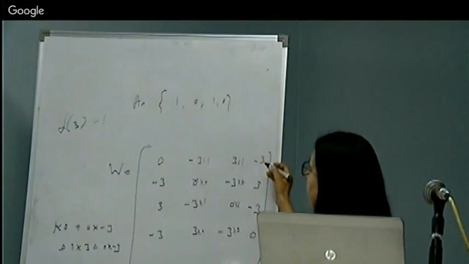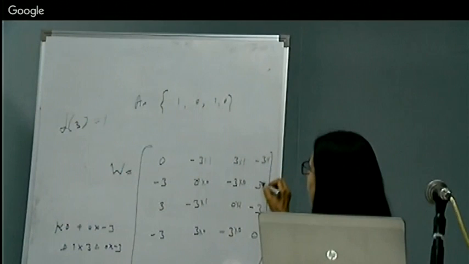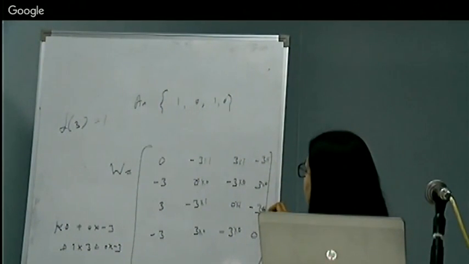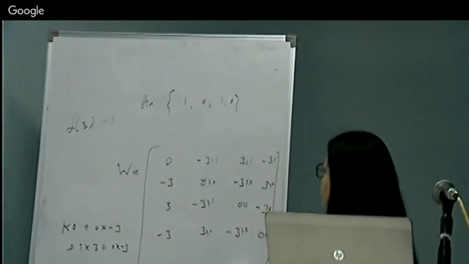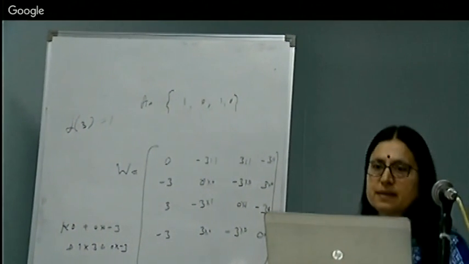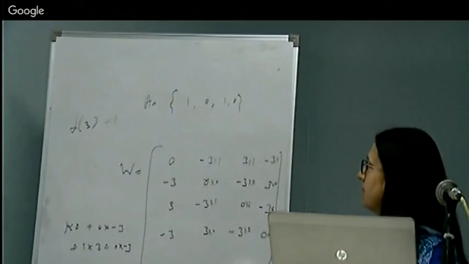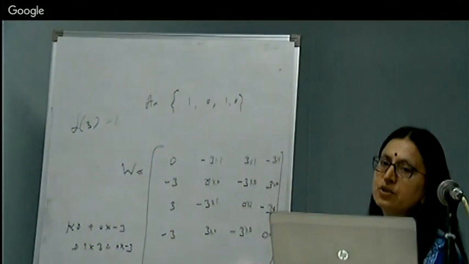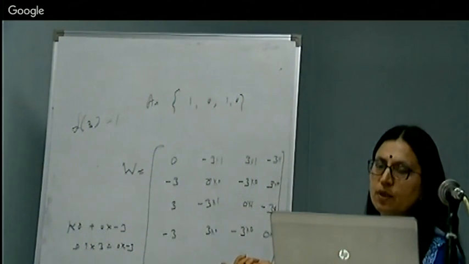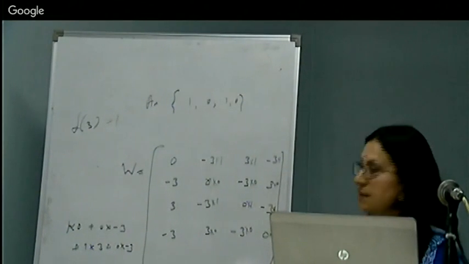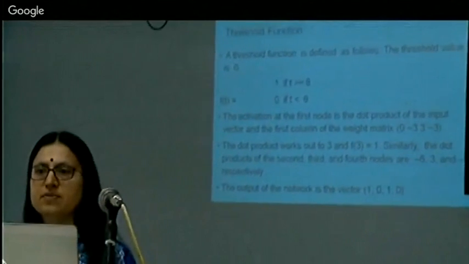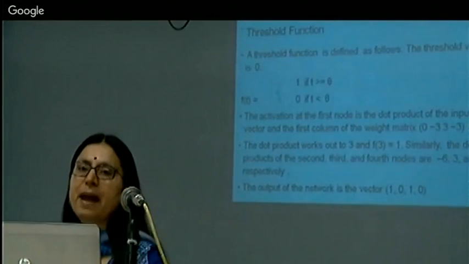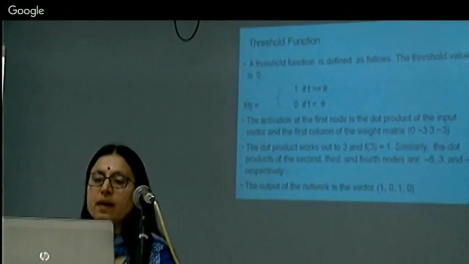And then when we find the dot product of the input vector and the fourth column, what is the activation? Again it is -6. So when we apply the threshold function to -6, we'll get a 0. So the pattern which has been recalled is 1 0 1 0, which is the same as the input pattern. So this network is able to recall the pattern which was stored in it.